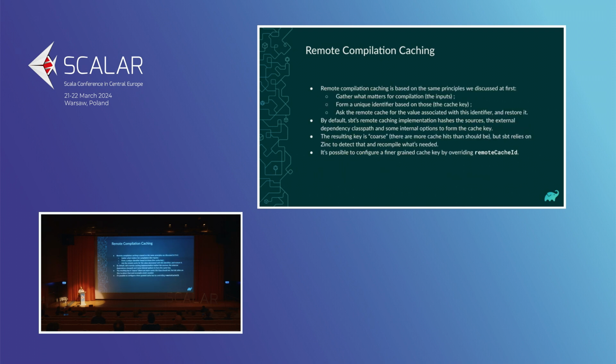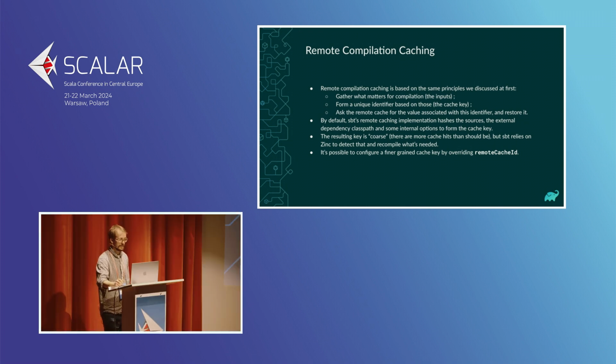To summarize this, remote compilation caching is based on the same principles that we've seen at the beginning. We gather what matters for a compilation. Those are the inputs that we discussed. We create a cache key out of those. We ask the remote cache for that value. If we find it, we restore it, and that's it.